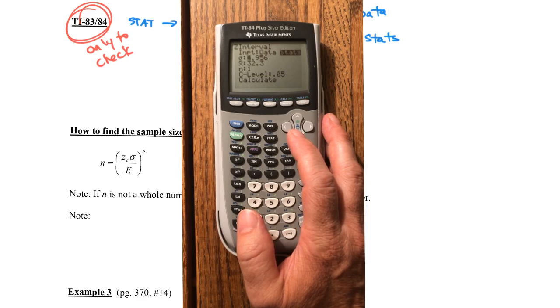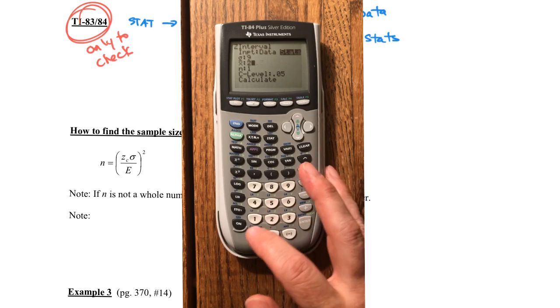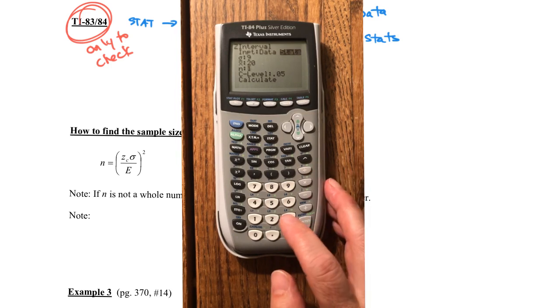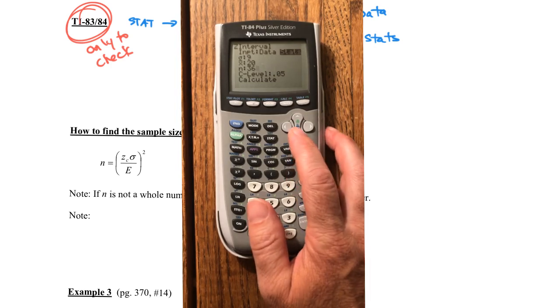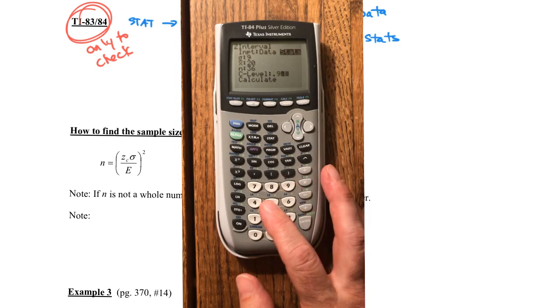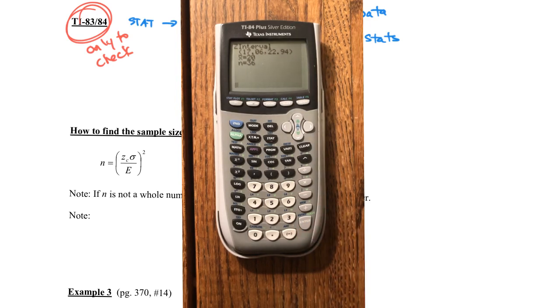So the standard deviation for this one is 9, the mean is 20, and n is 36, sample size 36. And then the confidence level here, this one was a 95%, so you go 0.95 and then calculate.